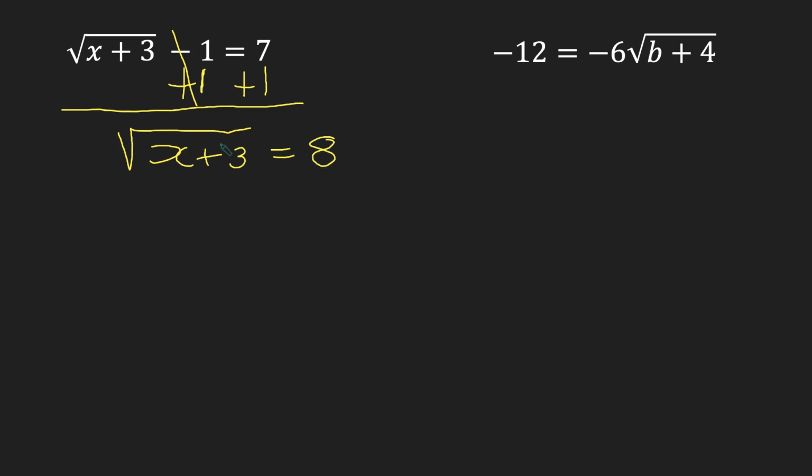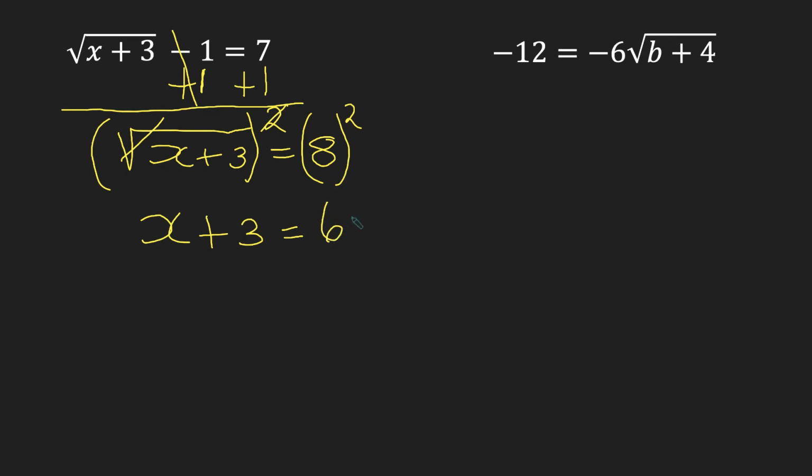Now we can focus our attention on trying to get x by itself. And in order to do that, we're going to have to square both sides. Now remember, the square cancels the square root, leaving me with x plus 3. And if I square 8, it's 64. And I end up with a nice one-step equation. And we like one step.